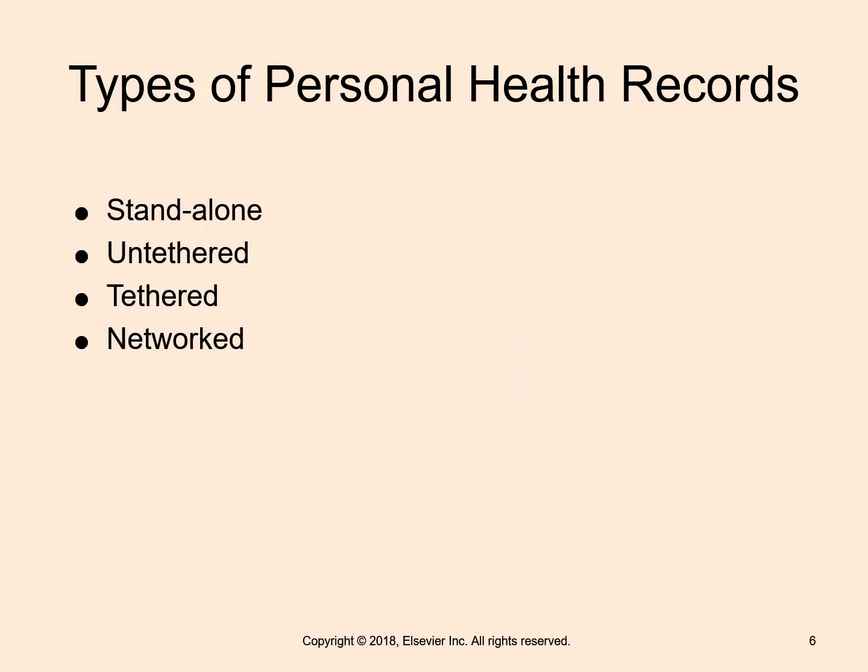The various systems of personal health records are determined by what they are linked to. It may be a standalone system that is linked to nothing. It may be a network system that is linked to all sources of data for the individual. A standalone record stores health information on an individual's own computer or a USB device. An untethered record is a web-based system that is separate from the health record. A tethered personal health record is linked to one clinic or healthcare system.